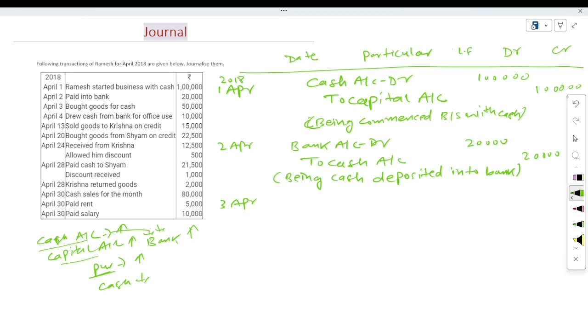Then which account will be debit and which will be credit? The purchase account will be debit and the cash account will be credit. So we will write the entry: purchase account debit to cash account. How much amount will be here? 50,000 and 50,000. You can write the narration. We will not write narration for each question. The next transaction is on 4th April.